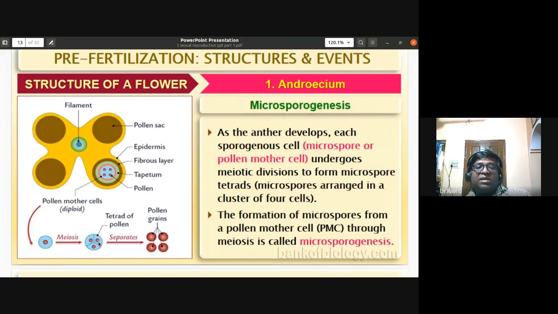Okay, so 4 pollen grains are formed and they are all haploid. And these pollen grains are going to separate to form haploid pollen grains.